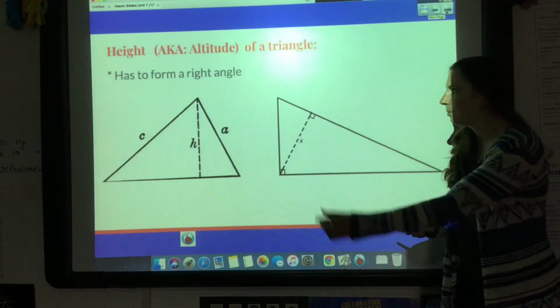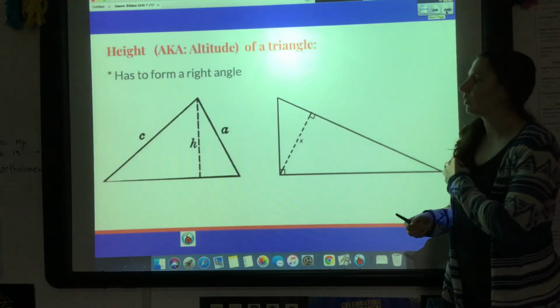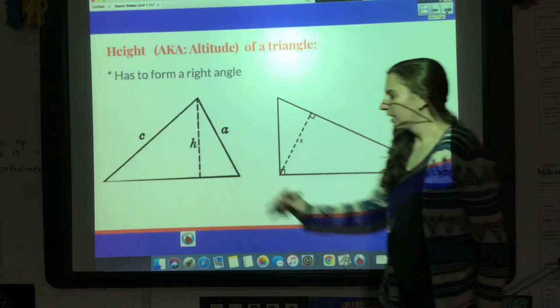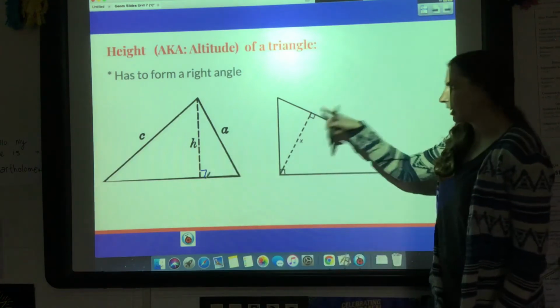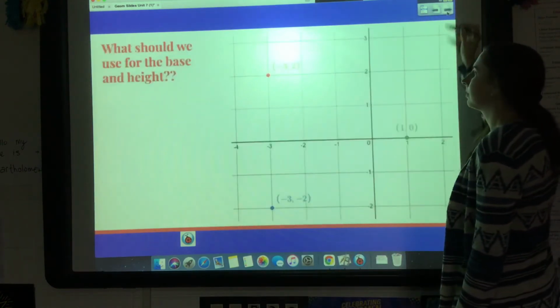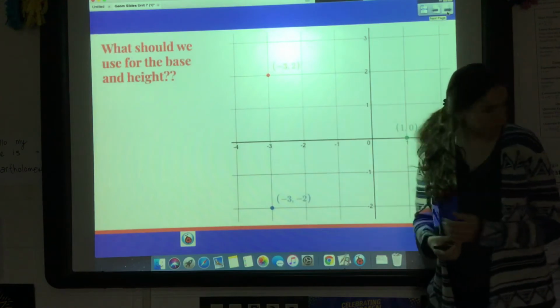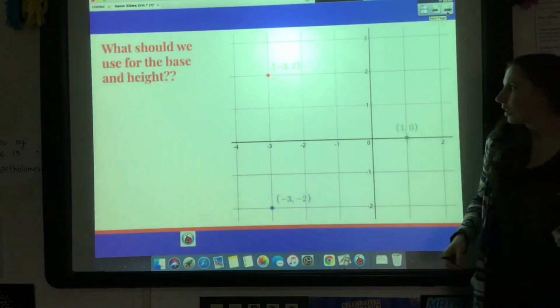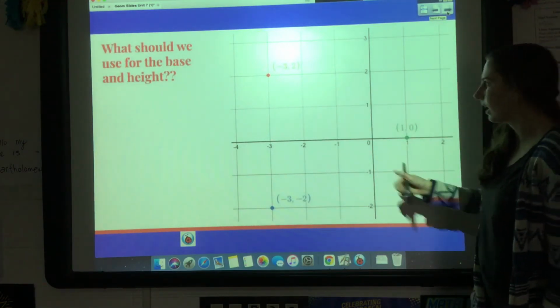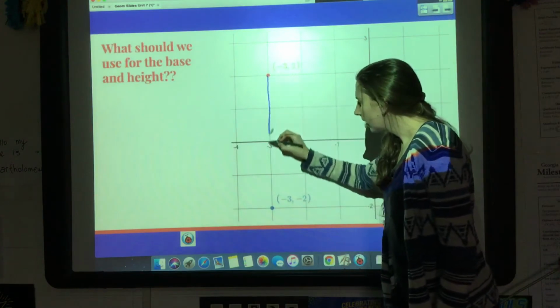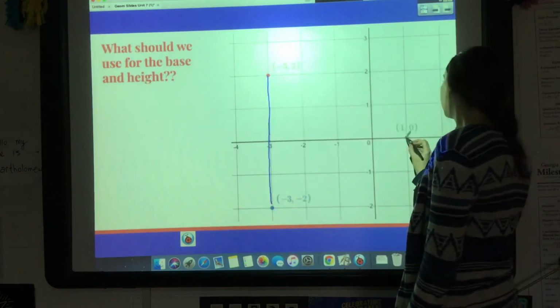So keep that in mind as we work through some of these problems, but it's got to form a right angle just like you see here. Okay, so let's go through a few on a coordinate grid. This triangle connects these 3 points.